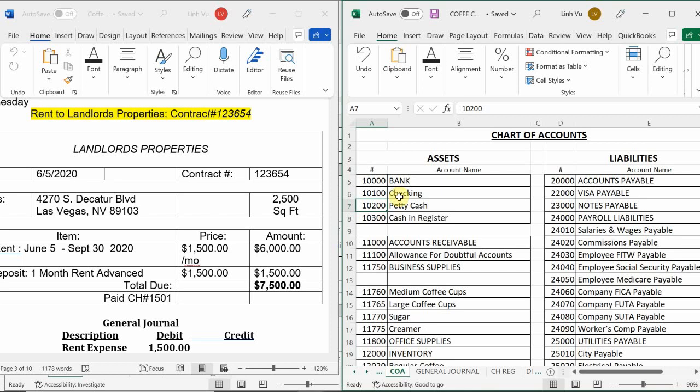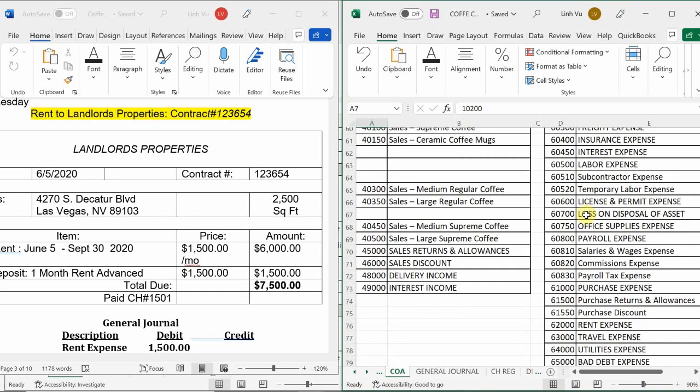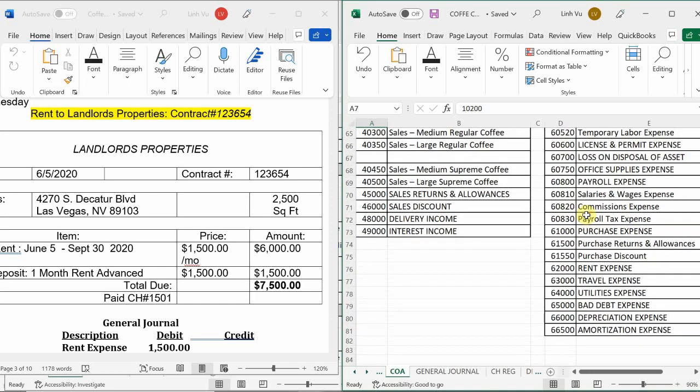Why are we paying landlords' properties? We're paying the rent. Okay, so let's take a look. Do I have a rent? Yes. And it's an expense. So you have rent expense, $62,000.